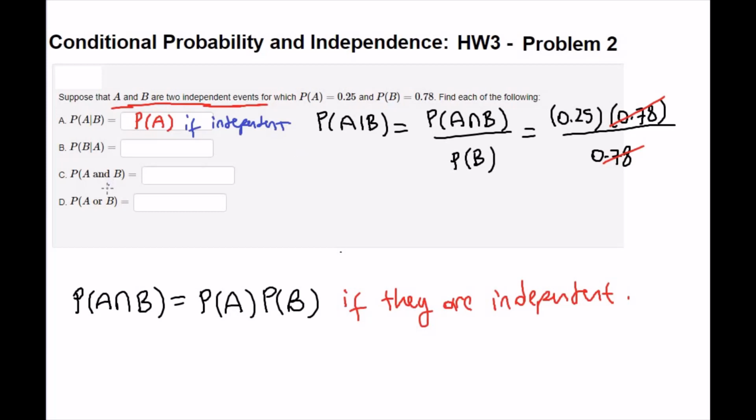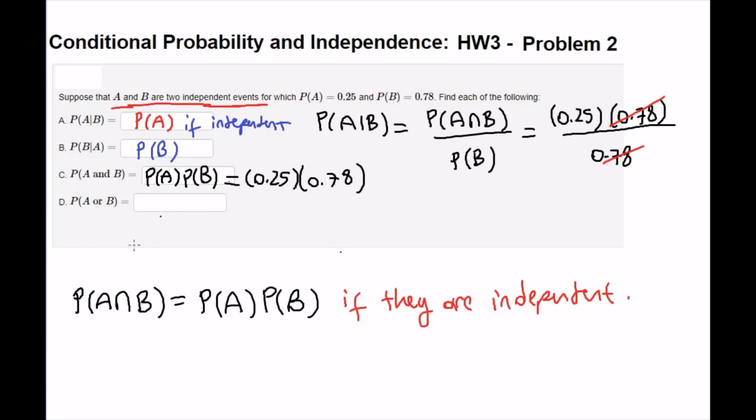So similarly, probability of B given A is probability of B because we know that they are independent. So you can substitute the values from above. Probability of A and B is their intersection. So their intersection is their product because they are independent. So it's going to be probability of A times probability of B, which is 0.25 times 0.78.